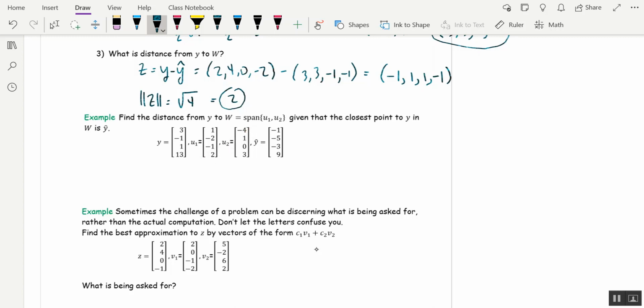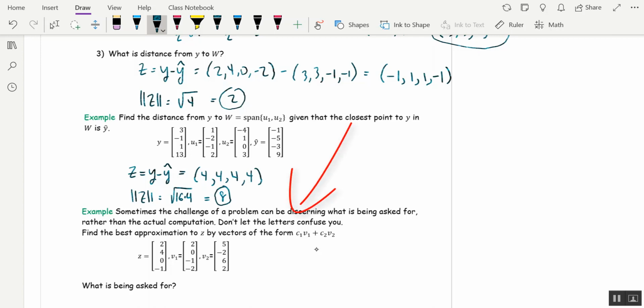So all you have to do is first compute z, which is y minus y hat, which is going to be (4, 4, 4, 4). So there's z, and you just have to compute the length of z, which is the square root of 4 squared is 16, and I have 4 of those. I'm going to multiply there. Square root of 16 is 4. Square root of 4 is 2. 2 times 4 is 8. So the problem's easier than it looks.